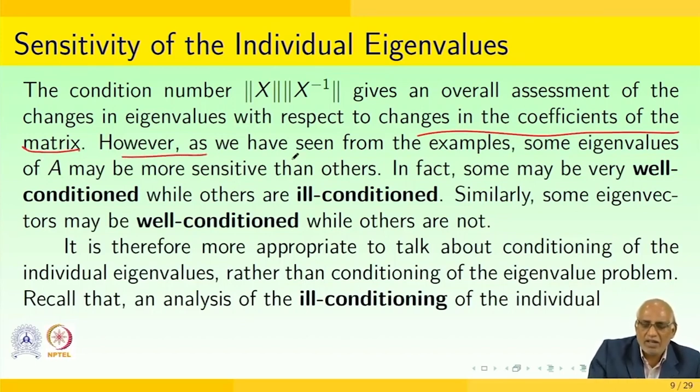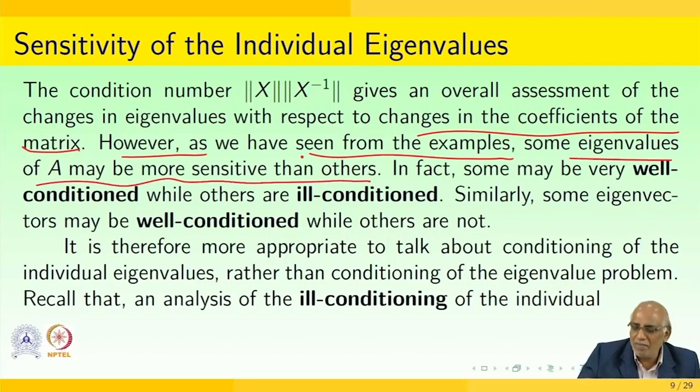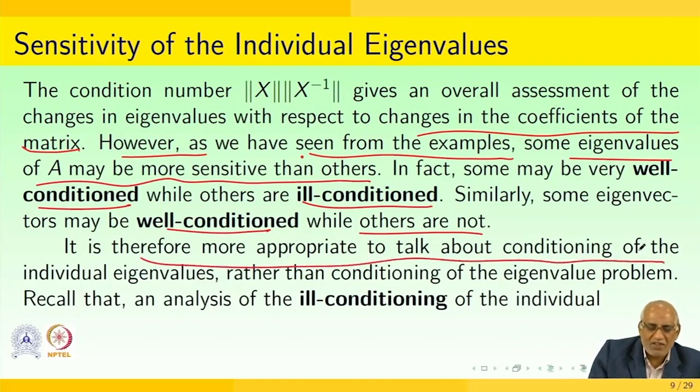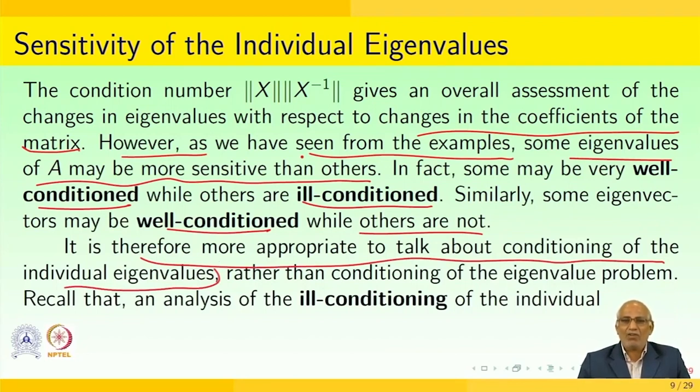However, as we have seen from the example, some eigenvalues of A may be more sensitive than others. In fact, some may be very well conditioned while others are ill conditioned. Similarly, some eigenvectors may be well conditioned while others are not. So the point is, whether the system is well conditioned or ill conditioned is very important. It is therefore more appropriate to talk about the conditioning of the individual eigenvalues rather than the conditioning of the eigenvalue problem.